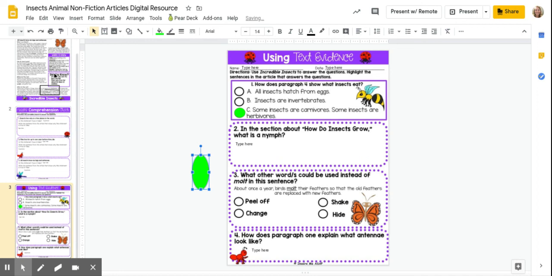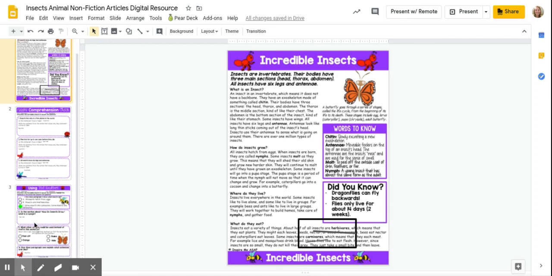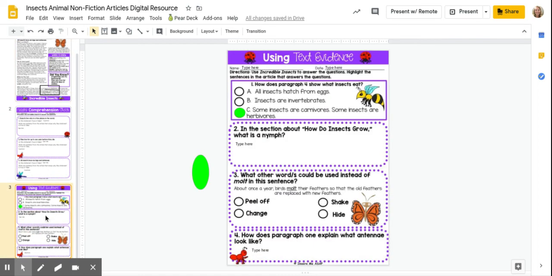When you go back and show where you found it, you can create a shape again, or you can do a line. So choose one of those two options. Highlighting is not an option on this, but we'll make it work. Okay, guys, you've got this. Remember, you have 2 days to complete this.